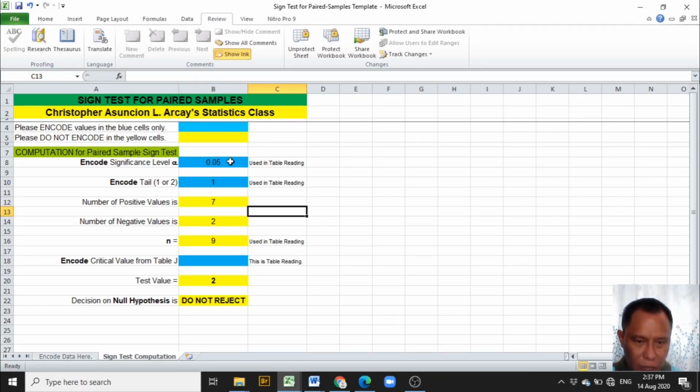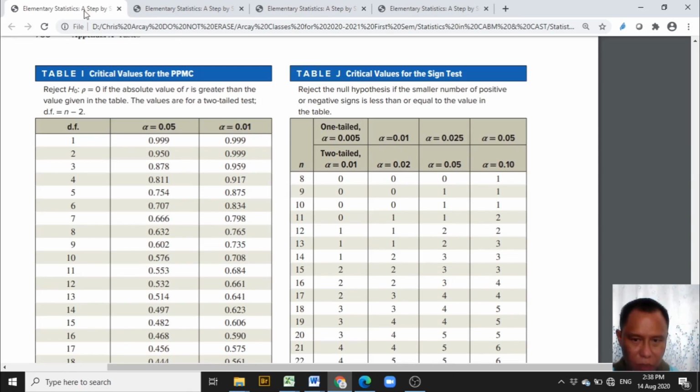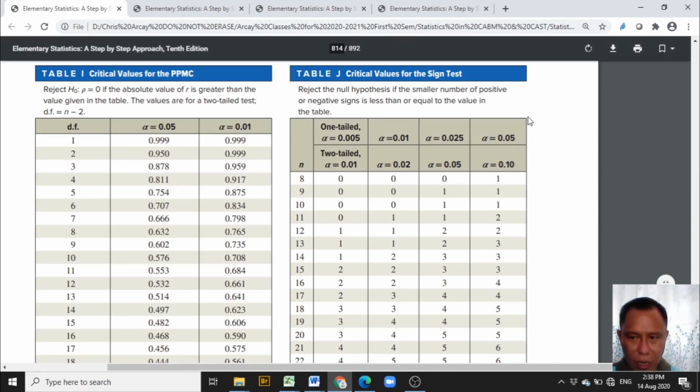Now using these three entries, the alpha, the tail, and the n, which is 9, we are going to read and encode here the critical value from table J. This is where table J is located, still in Bluman's book. Recall that we are having one tail, and our alpha is 0.05. Therefore, we'll be reading the critical values along the last column, depending on the number of cases or the number of pairs.